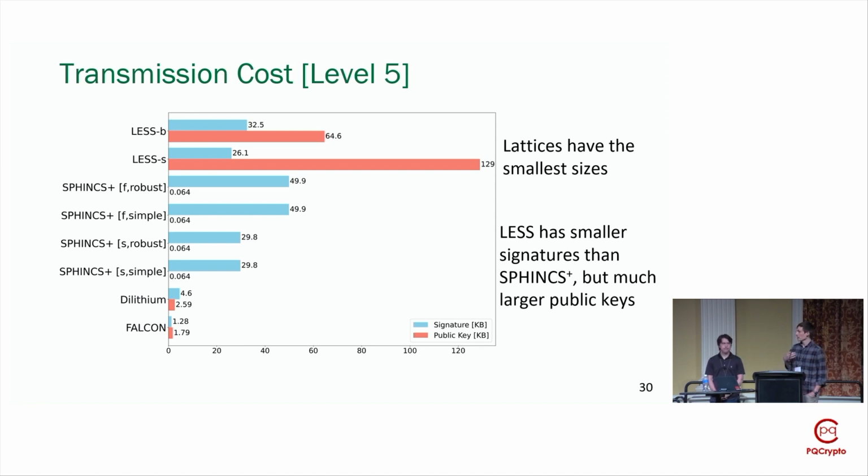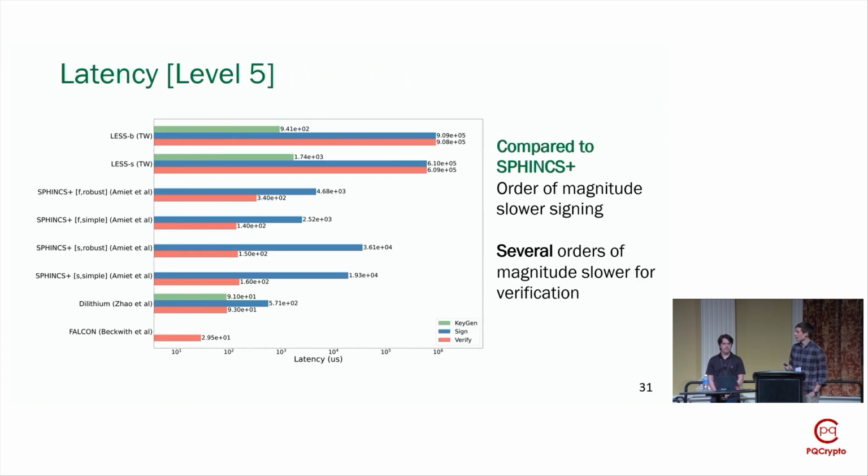But then moving on to the hardware comparison, mostly focusing on the comparison with SPHINCS+, even the signature latency is about an order of magnitude slower than SPHINCS+. And then verification for SPHINCS+ is actually fairly fast compared to signing. So LESS verification is several orders of magnitude slower than SPHINCS+ verification.